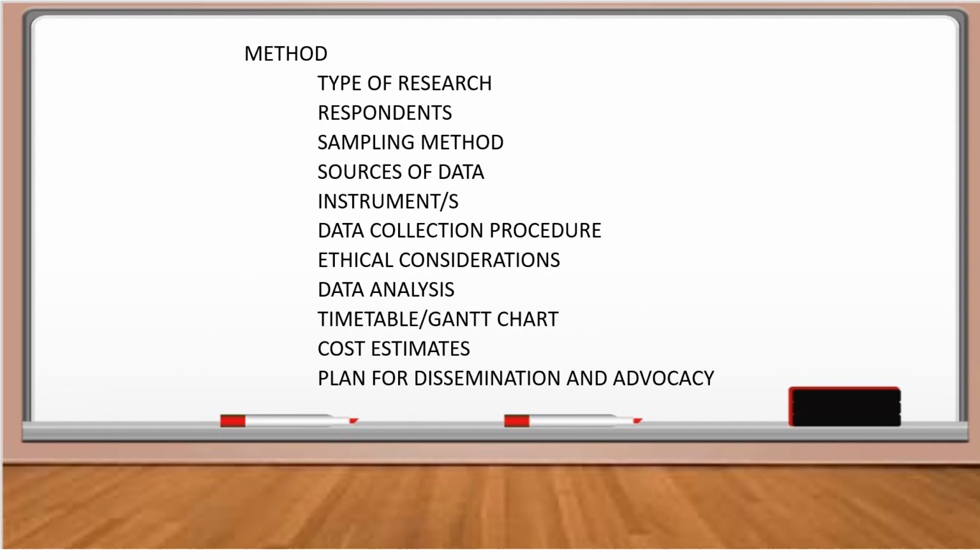limitations. For the method, for the applied research, ito po ang pagkakaiba nila ng isang applied research. Under the method, we have the type of research, respondents, sampling method, sources of data, instrument or instruments, data collection procedure, ethical considerations, data analysis, timetable and Gantt chart, cost estimates, plan for dissemination, and advocacy.